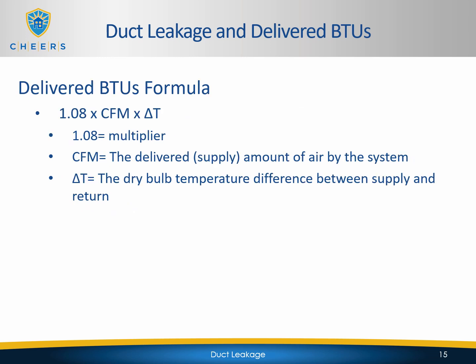So 1.08 in that formula is a multiplier and it's a constant. It will always be 1.08. The CFM is the delivered supply amount of air by the system. So this is the amount of air that's coming out of the supply side. The delta T is the dry bulb temperature difference between the supply and return temperatures. Like I mentioned in the building science portion of the training, the triangle means delta, which means difference. Delta T stands for difference in temperature, in this particular case, between the supply and the return temperatures.